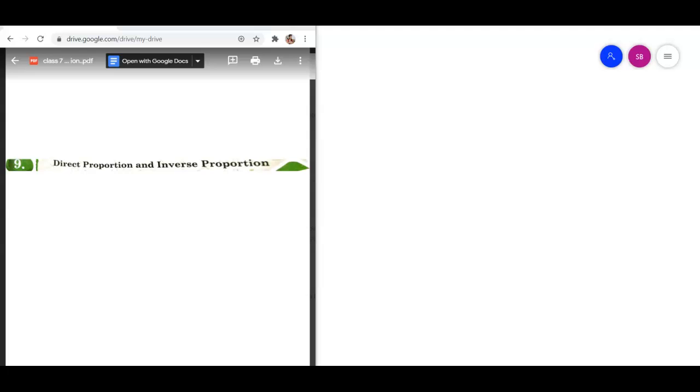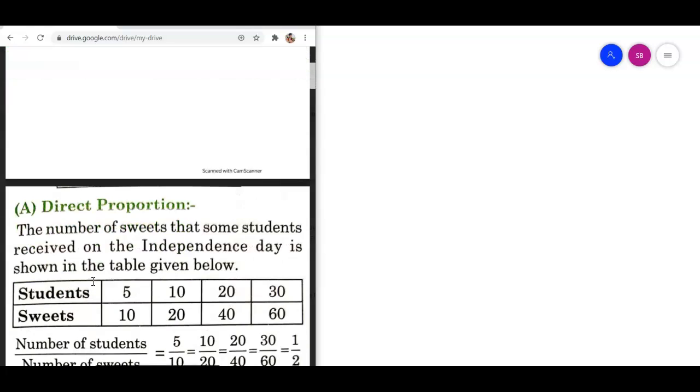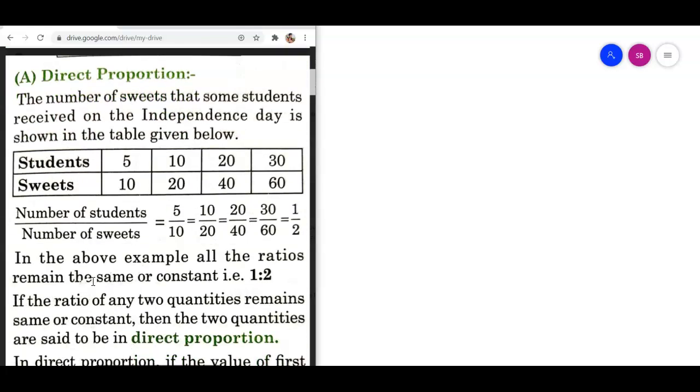My dear students, today we are going to do a lesson of mathematics of class 7, lesson number 9, direct proportion and inverse proportion. We shall be doing two exercises, that is practice set number 37 and practice set number 38. Now let us start with the first exercise.